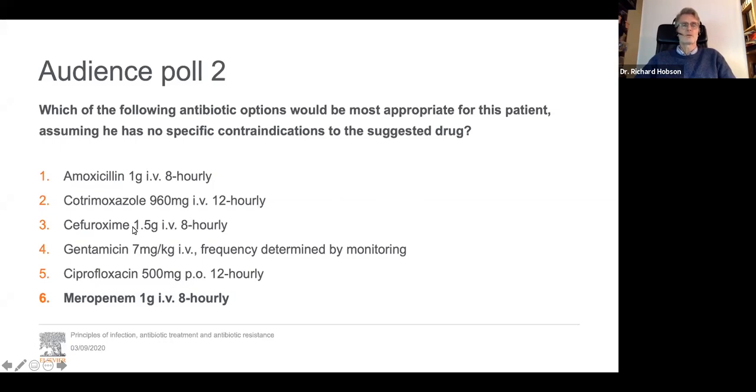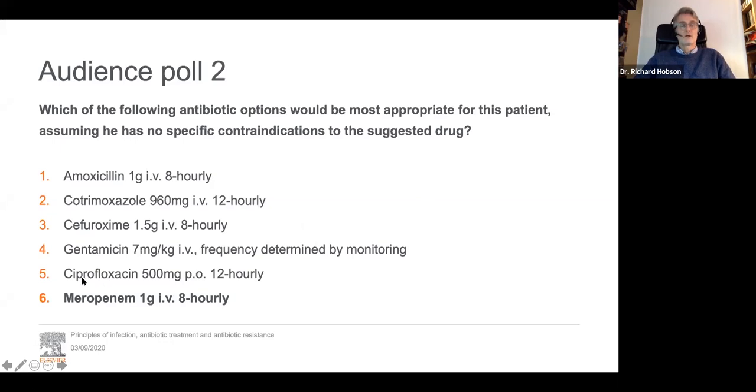Cefuroxime is a very interesting one. The organism he isolated 6 months ago was actually sensitive to cefuroxime, so I can see why it would seem a reasonable choice. And I'm sure for some people it is a reasonable choice. The only thing I would say is that this patient has had a lot of exposure recently to cefalexin. Cefalexin is a cephalosporin. It's not the same generation as cefuroxime, but the potential generation of cephalosporin-resistant organisms is quite likely in this patient. So personally, I would avoid using cephalosporins until we confirm the organism is sensitive. Gentamicin, I think the organism was resistant to.